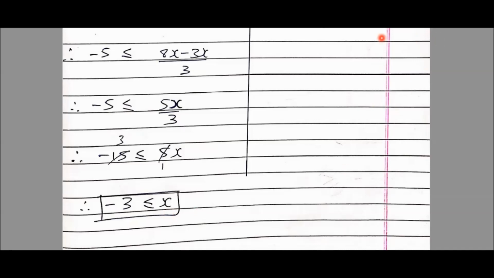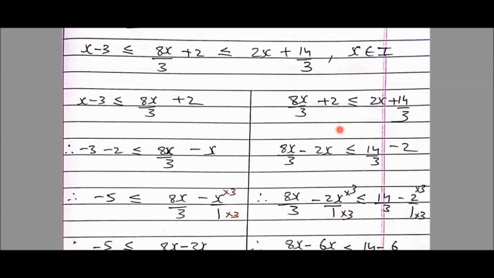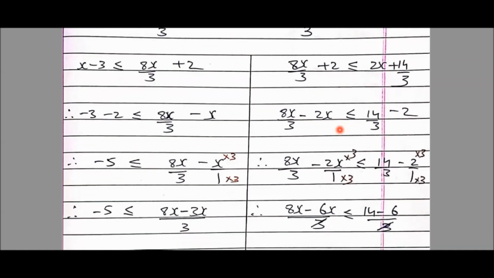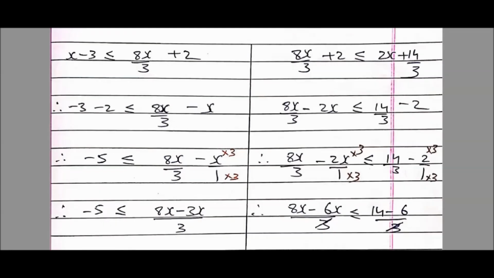Now I also want to solve this right hand side. So now starting with the right hand side. Okay, here comes the right hand side. See here, 8x upon 3 plus 2 is less than or equal to 2x plus 14 upon 3. Now here I'm bringing this 2x to the left hand side, so it became minus 2x. You can even send this to the right hand side. It depends solely upon you. And 14 upon 3 was here, plus 2 comes here, so it becomes minus 2.